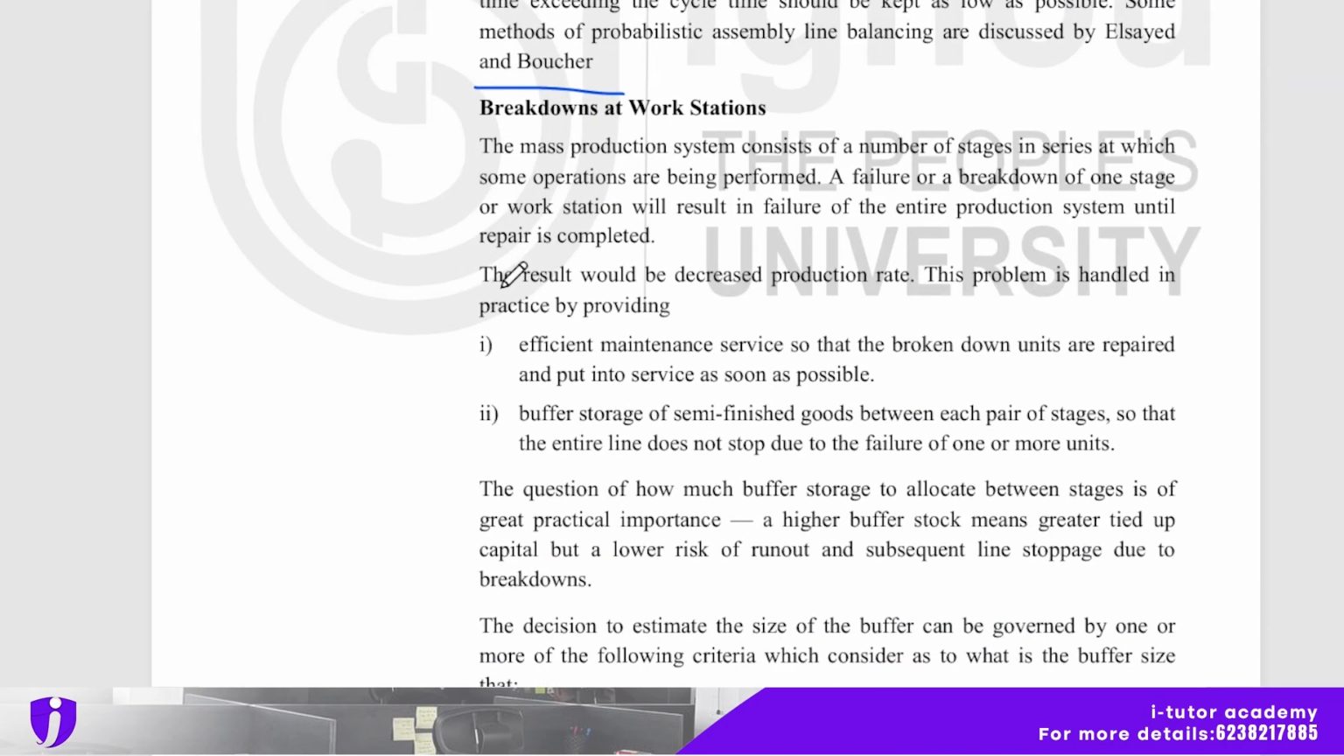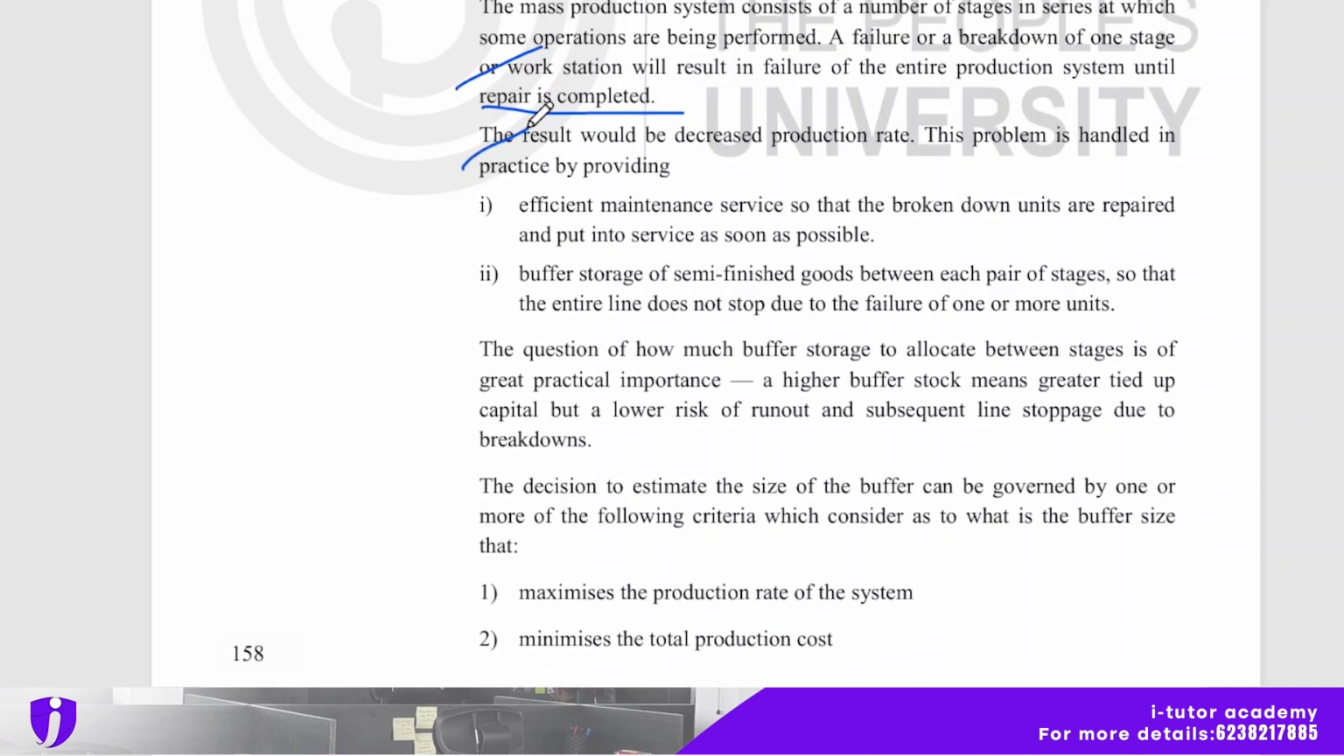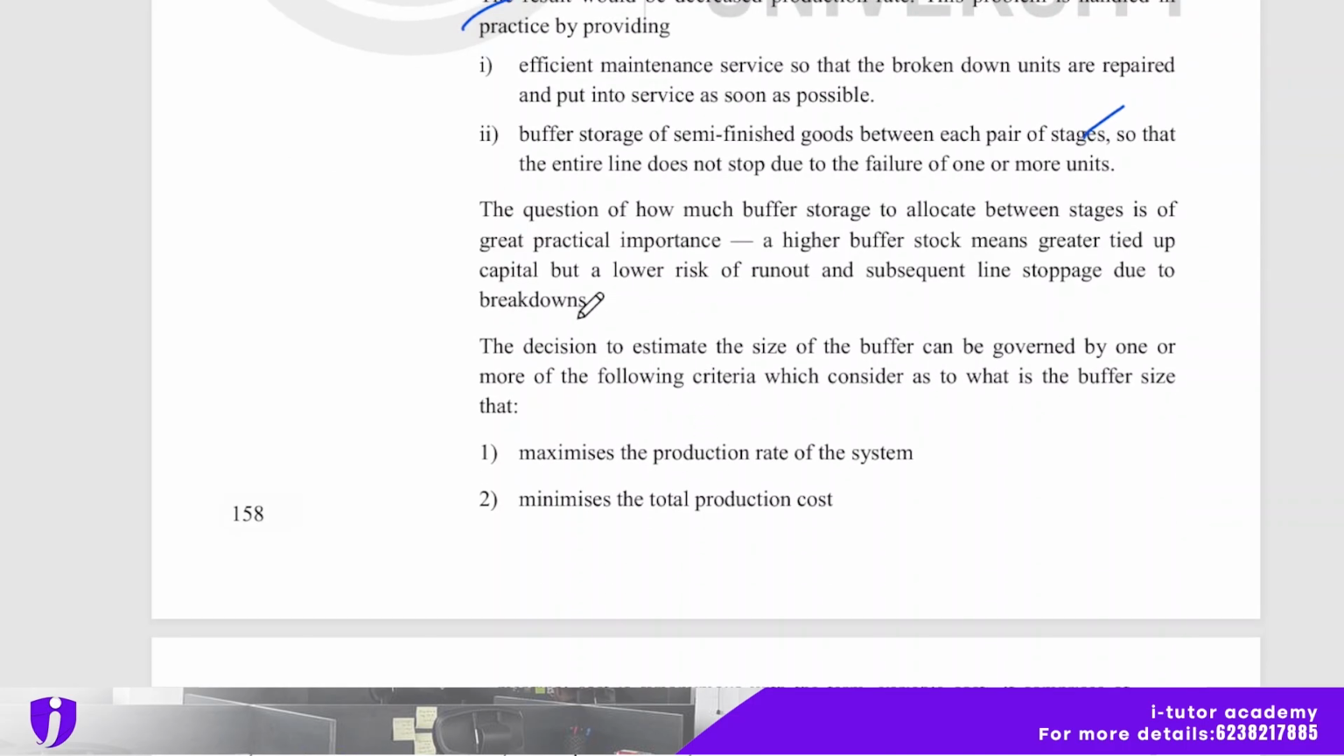Breakdown at a workstation. The mass production system consists of a number of stages in series at which some operations are being performed. A failure or breakdown of one stage or workstation will result in failure of the entire production system until repair is completed. The result would be a decreased production rate, and this problem is handled in practice by providing, first, an efficient maintenance service, so that broken down units are repaired and put into service as soon as possible; and second, buffer storage of semi-finished goods between each pair of stages, so that the entire line does not stop due to the failure of one or more units.